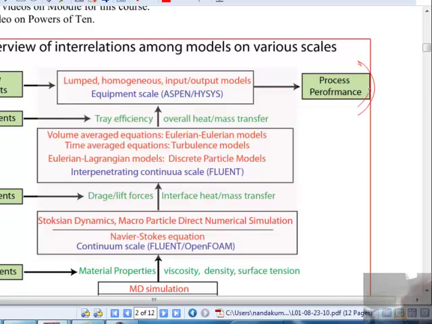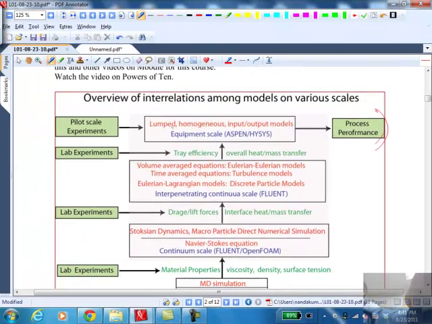So, performance of the chemical plant, chemical processes, or it could be separation of biological processes. We typically study it assuming what I call a lumped homogeneous input-output model. That is, it's a black box. I put in something and I get out something, and I want to relate the input and the output.